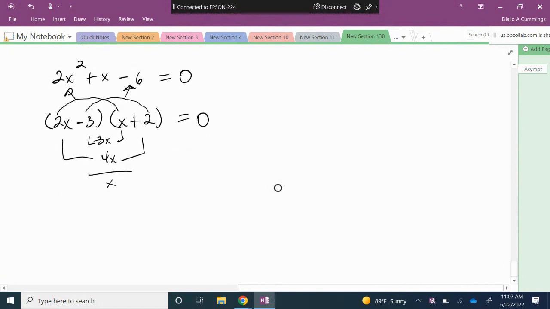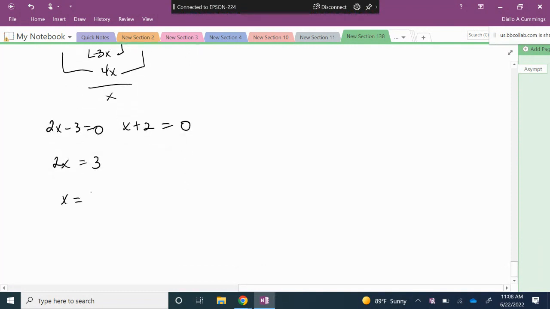So now we're going to set both factors equal to 0, and we're going to solve. So in the equation 2x minus 3 equal to 0, we're going to add 3 to both sides. Then we're going to divide by 2. In order to solve x plus 2 equals 0 for x, we're going to subtract 2. So we have x is equal to 3/2 and negative 2.